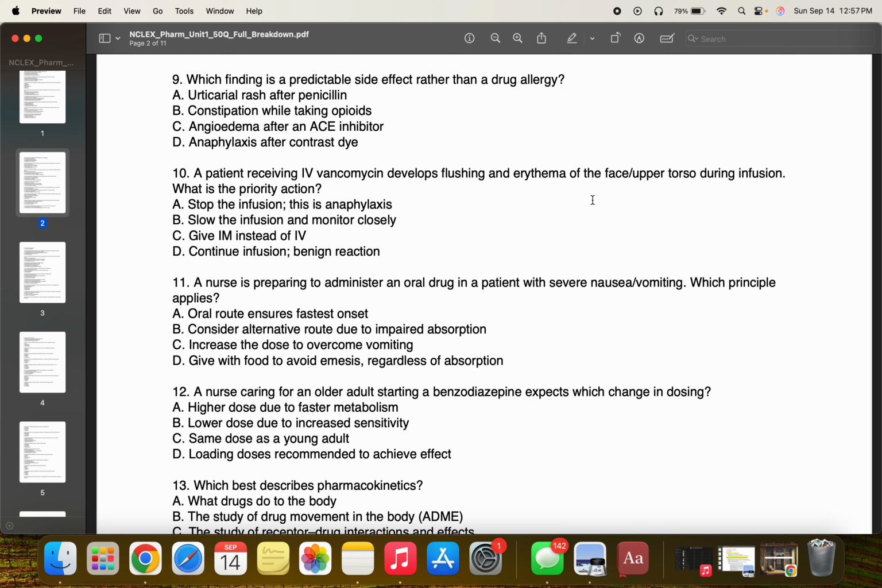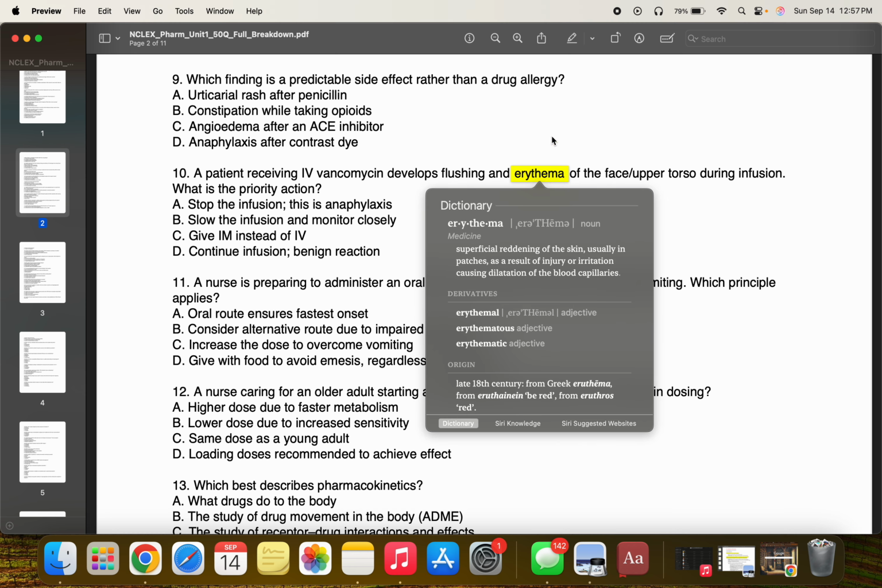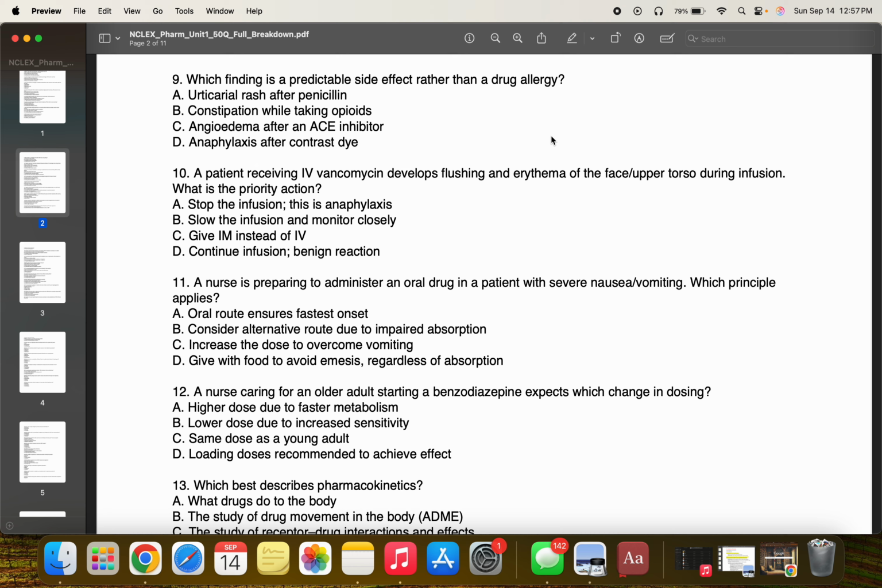10. A patient receiving IV vancomycin develops flushing and erythema, which is superficial reddening of the skin, of the face and upper torso during the infusion. What is the priority action? A, stop the infusion. This is anaphylaxis. B, slow the infusion and monitor closely. C, give IM instead of IV. D, continue the infusion, benign reaction.